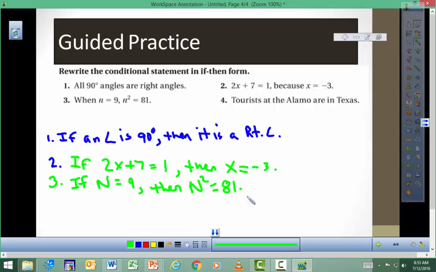So let me see here. Number 4, switch colors now. I'll try red here. Number 4 we'll put right here. Alright, so how do we want to write an if-then statement here? Okay, so if a tourist is at the Alamo, then they are in Texas.